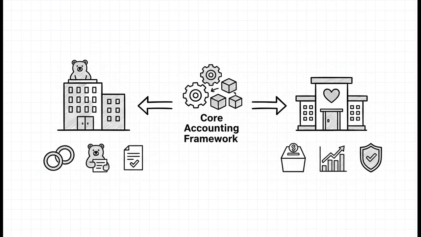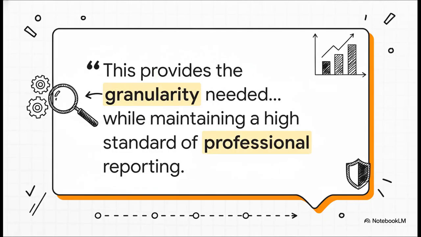Now look at the right, a nonprofit using the exact same framework. But here, equity becomes net assets, the financial focus is on the change in net assets, and compliance is all about FASB standards. It's the same logic, the same engine, just perfectly tuned for two very different vehicles. So what does this all boil down to? It's this, right here. This new structure provides the granularity needed while maintaining a high standard of professional reporting. It's designed from the ground up to be both incredibly detailed and impeccably professional. You really do get the best of both worlds.